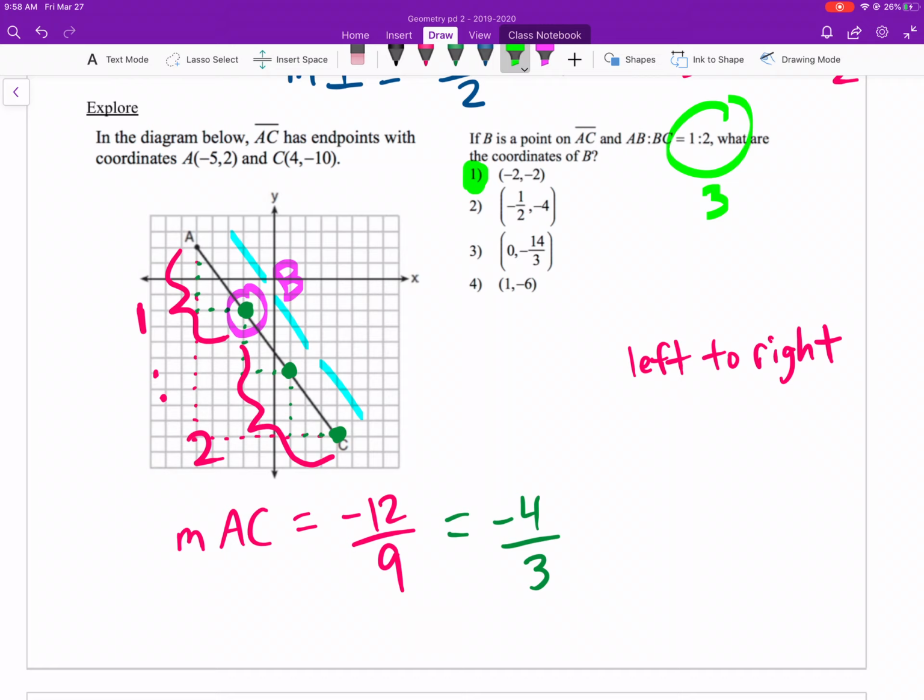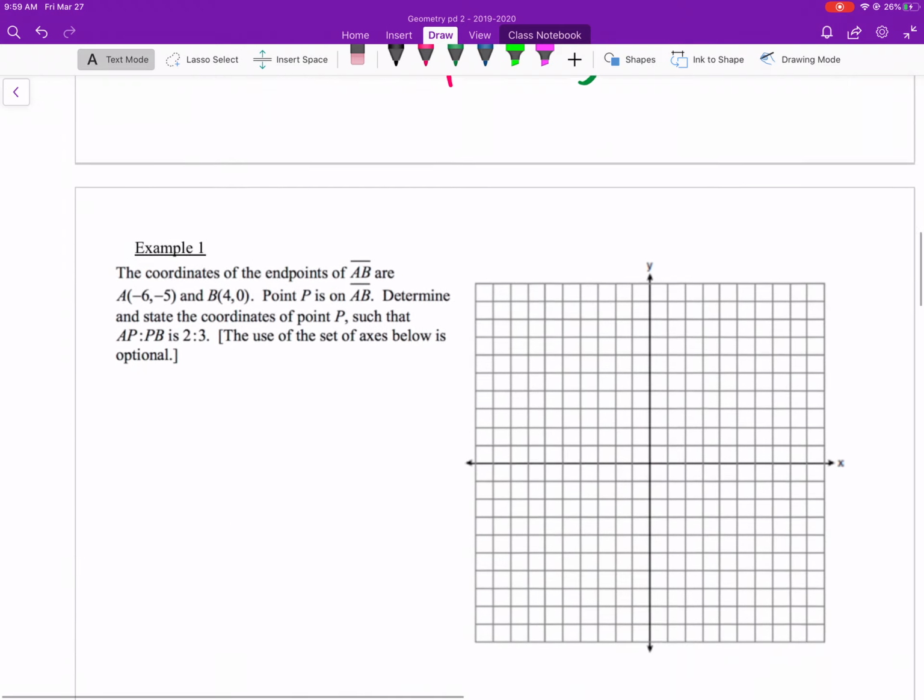They'll always go: simplified slope, break up the segment into a certain amount of pieces. Ideally, that amount of pieces will be the total for the ratio, 1 to 2, so 3 total pieces. Count left to right, and you should see which point breaks the segment up accordingly. Left to right is very important. I see a lot of times students go right to left, and they end up picking this coordinate here that I just circled in green. That's not quite the point we're looking for, so we want to go left to right. Okay, let's look at another example.